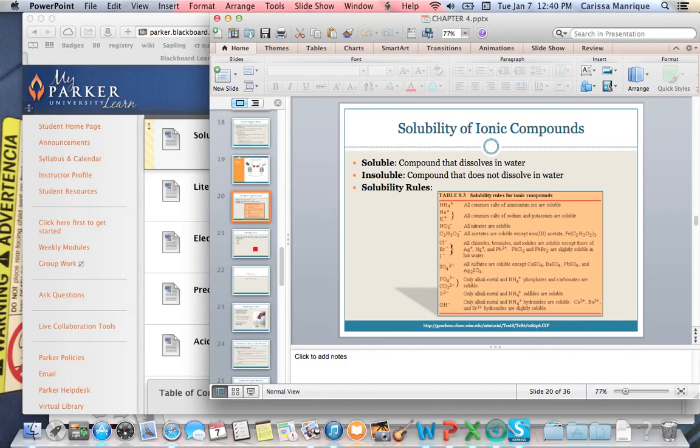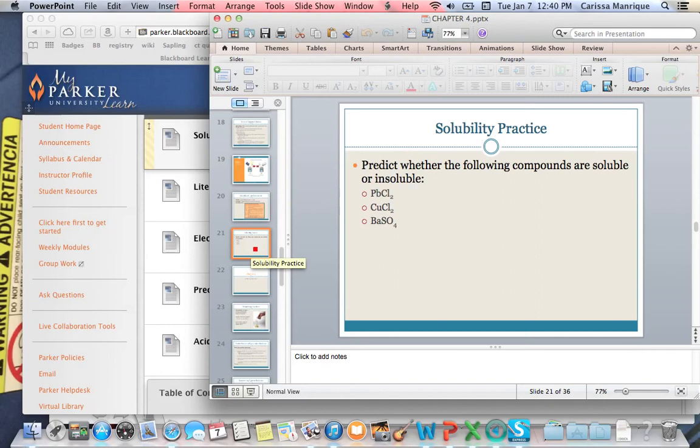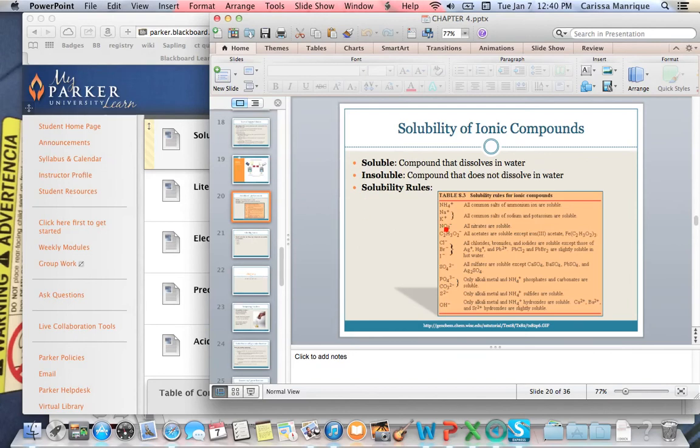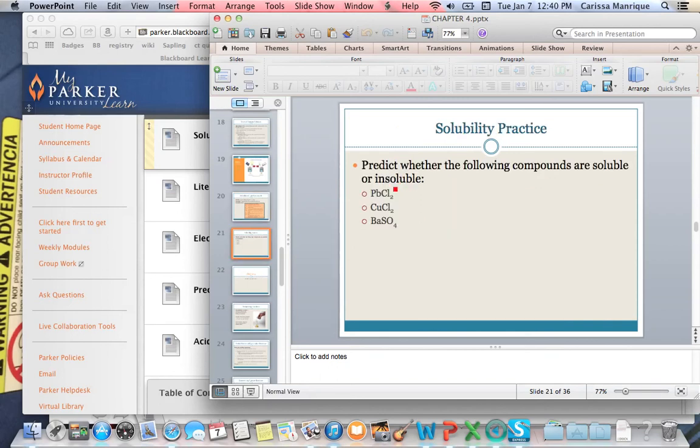So let's apply these rules. Basically we want to see, will this dissolve in water and form an electrolyte? Okay. So let's look up lead chloride, PbCl2. We come over here and we see that it has chlorine in there. Let's see what the rule says. All chlorides are soluble except those of silver, mercury, and lead. So this is lead, so it's not soluble. This would be insoluble, or a non-electrolyte.